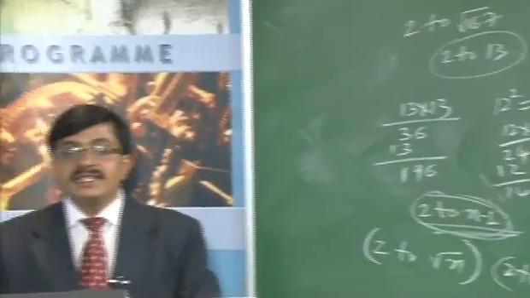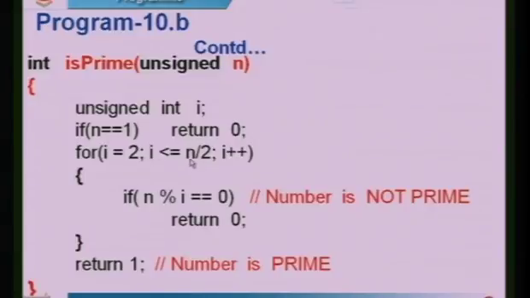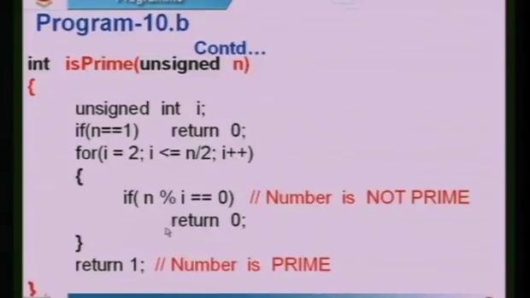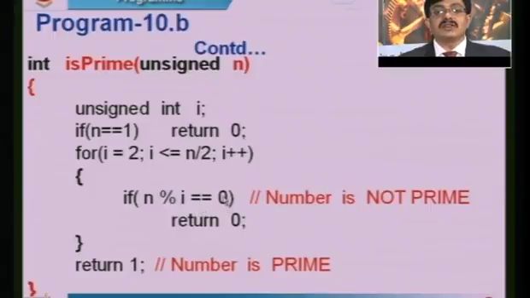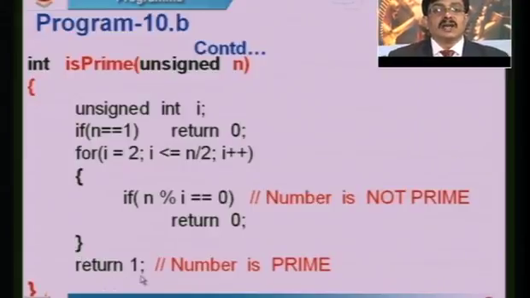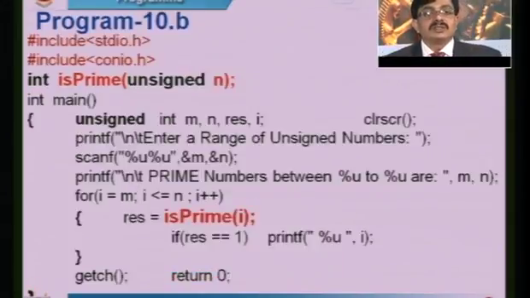So here when i is equal to 2, i less than or equal to n by 2, i plus plus. What exactly am I trying to do here? If n mod i is equal to 0, if any number is dividing the value n completely, that is, getting the remainder as 0, then that confirms the number is not a prime, so I return 0 there. If none of the numbers are dividing the value n, then I will come out of the loop. After coming out of the loop, I will return 1, saying that the number is a prime number. So this is the definition of the isPrime function. This is the program which will compute all the prime numbers present in a given range.